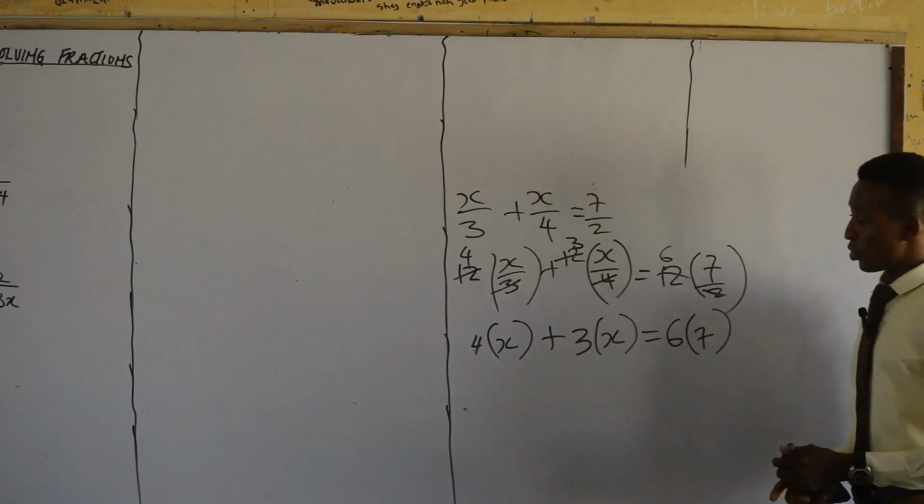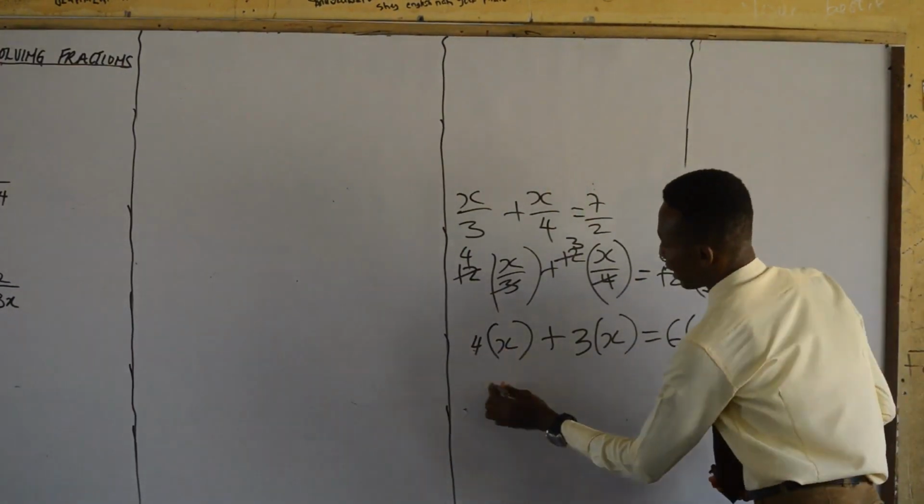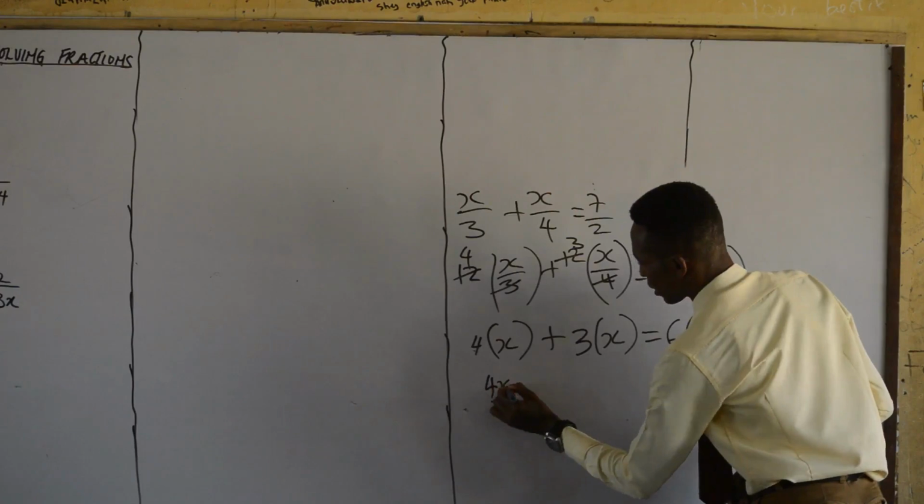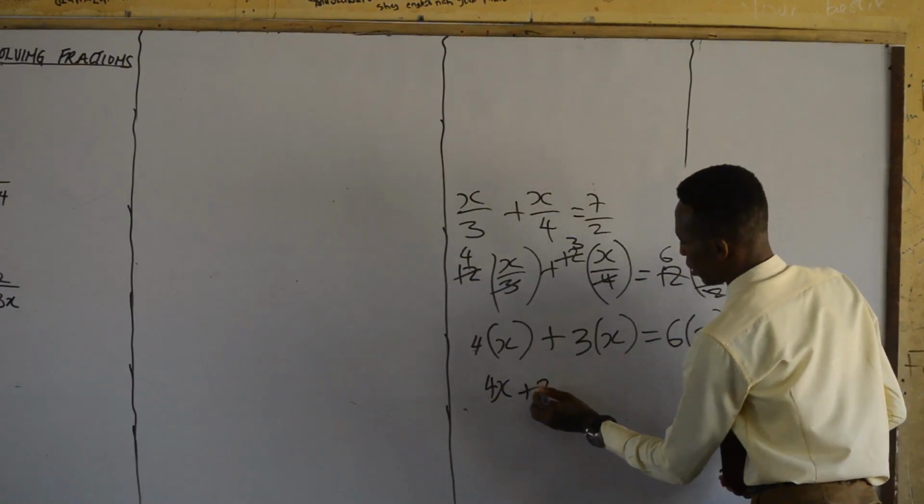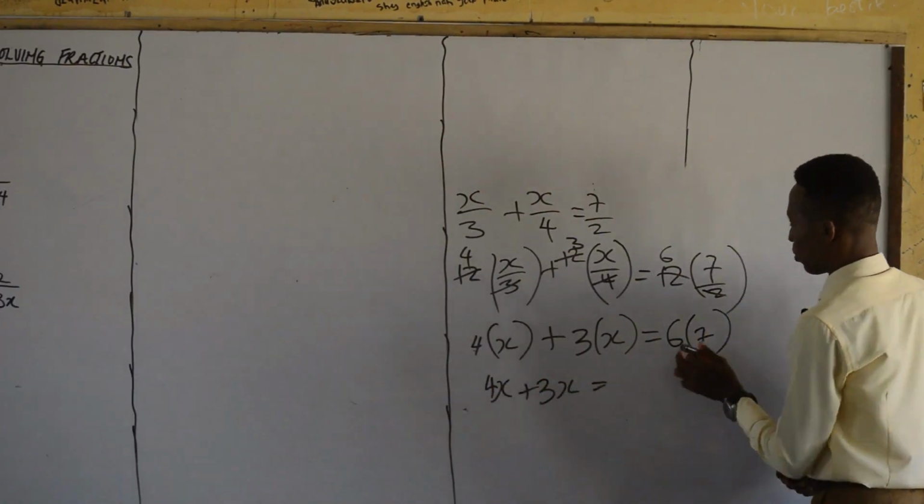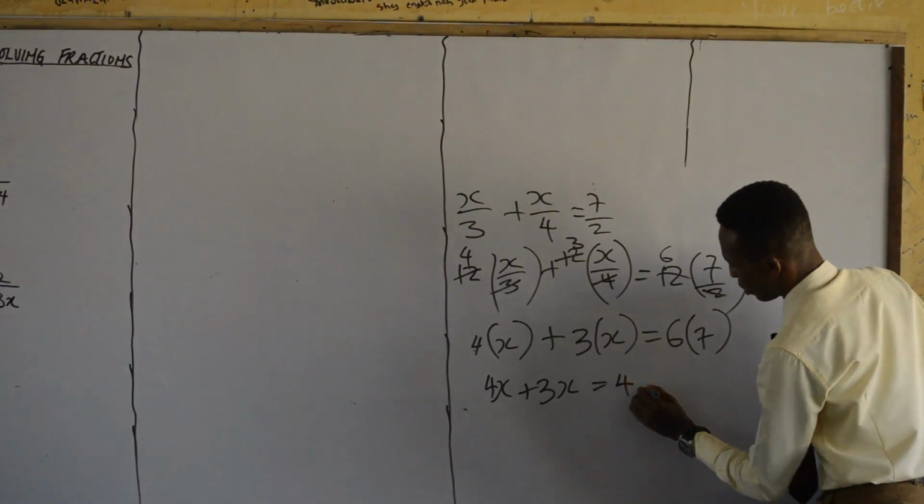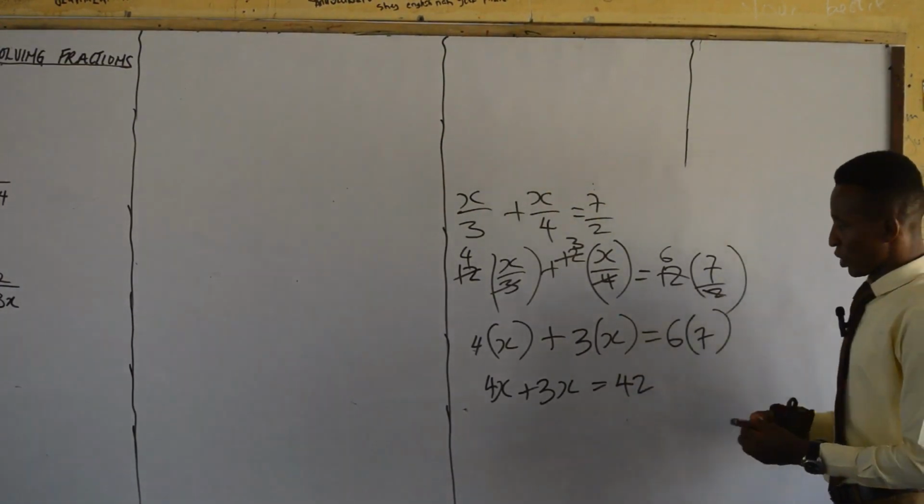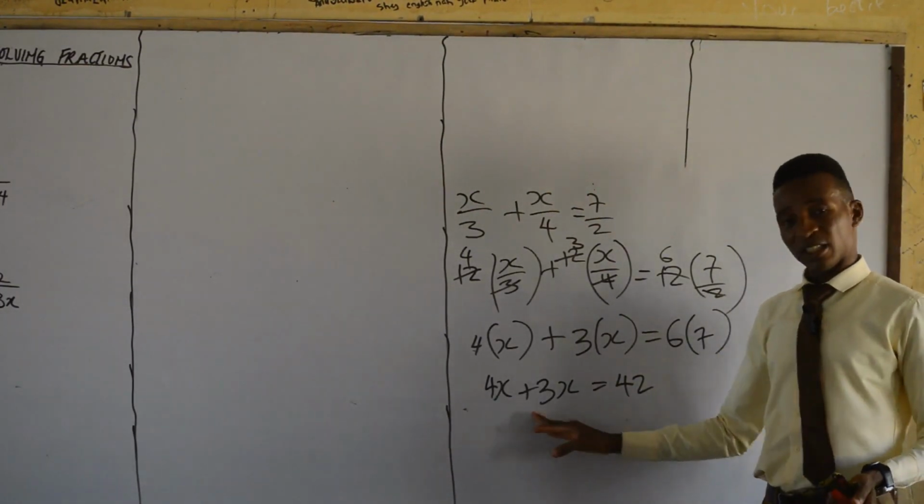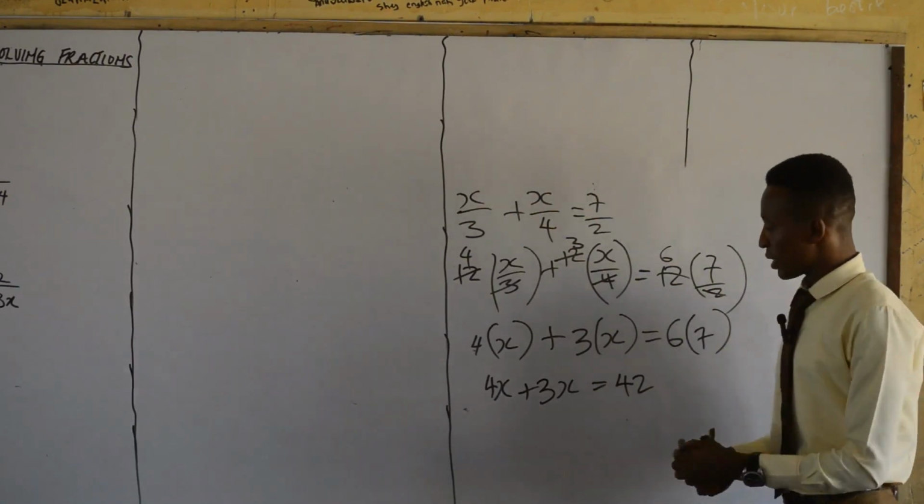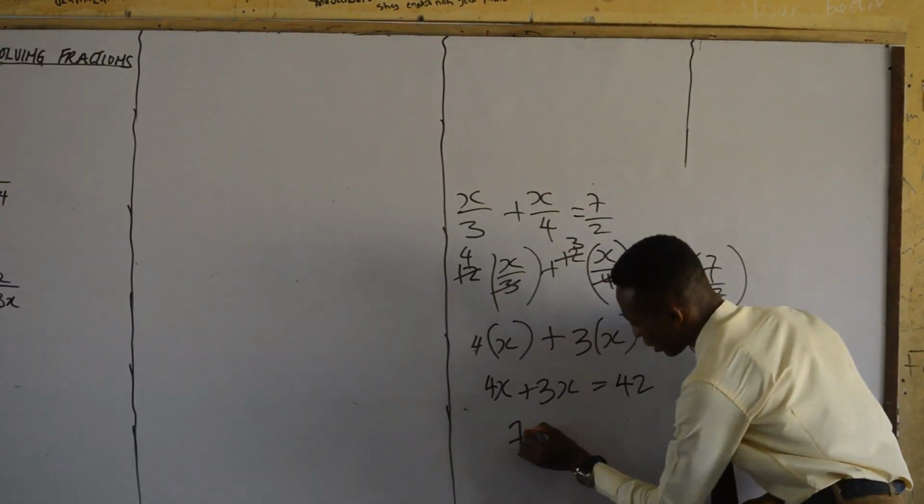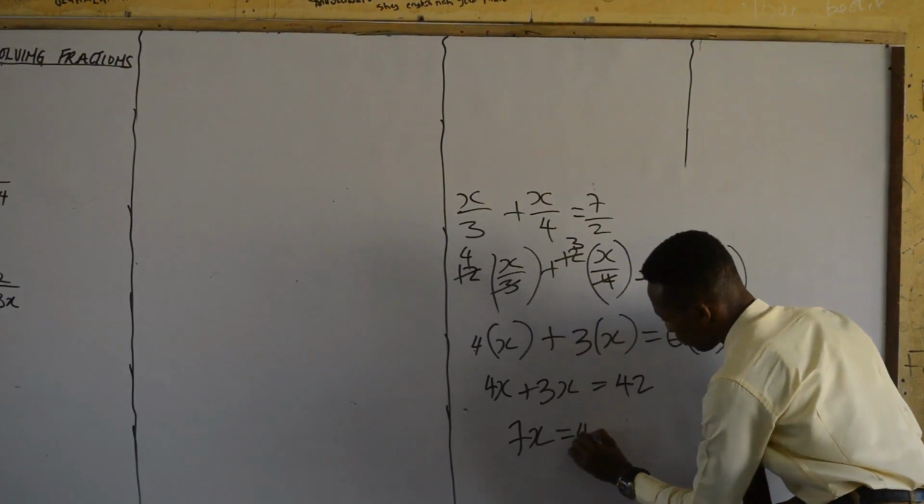Now the next thing is just for us to multiply. So when you multiply 4 by x, we have 4x, then plus 3x, everything equals 6 times 7, which gives us 42. So what we just need to do now is add the algebra. 4x plus 3x gives us 7x equals 42.